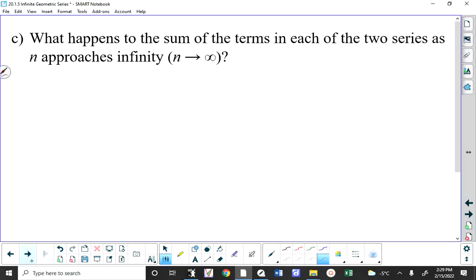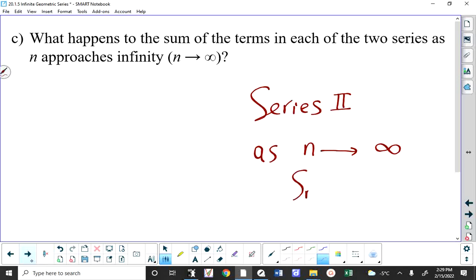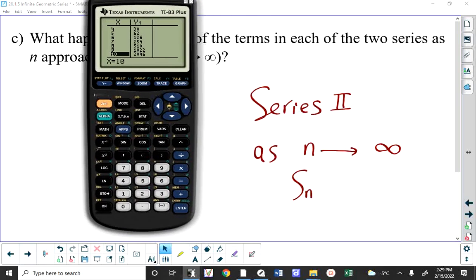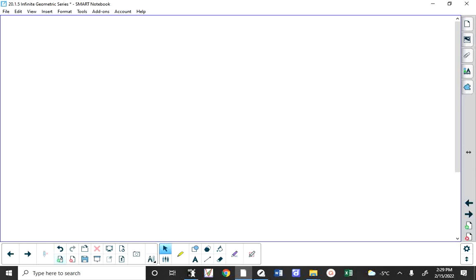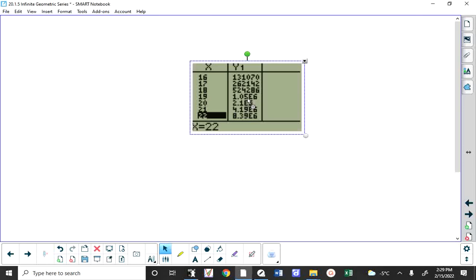So let's talk about the second series first, because we have it in our calculator right now. So as n approaches infinity, what happens to Sn? Well, it appears as though it just keeps getting bigger and bigger. And by the way, when you see something like 8.39E6, I think it's worthwhile explaining what that means.